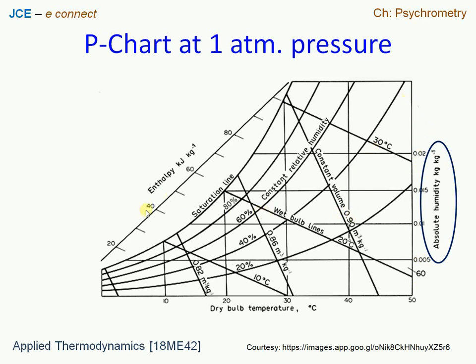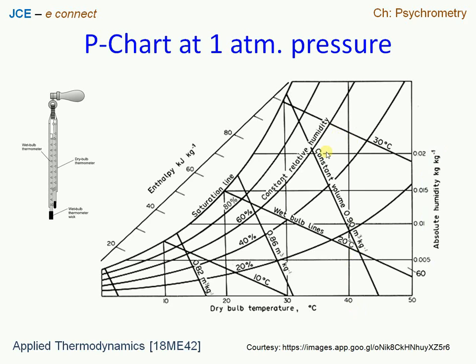Along the dry bulb temperature axis we have these vertical lines, which indicate constant dry bulb temperature lines, and this dry bulb temperature one can find out from a sling psychrometer. Likewise, we have the horizontal lines. These horizontal lines indicate constant absolute humidity or constant specific humidity values. And then we have the downhill slant lines as shown here. These indicate wet bulb temperature in degrees Celsius.